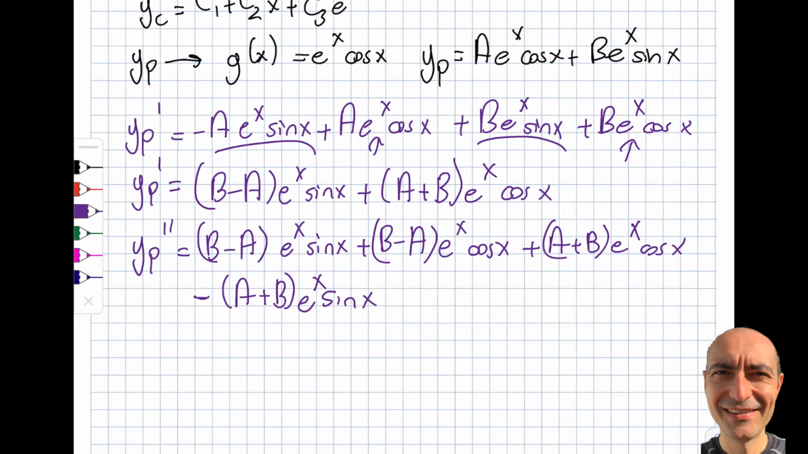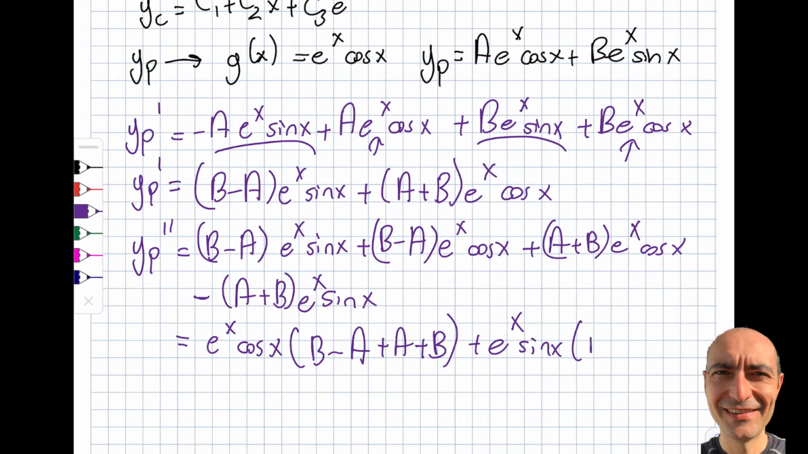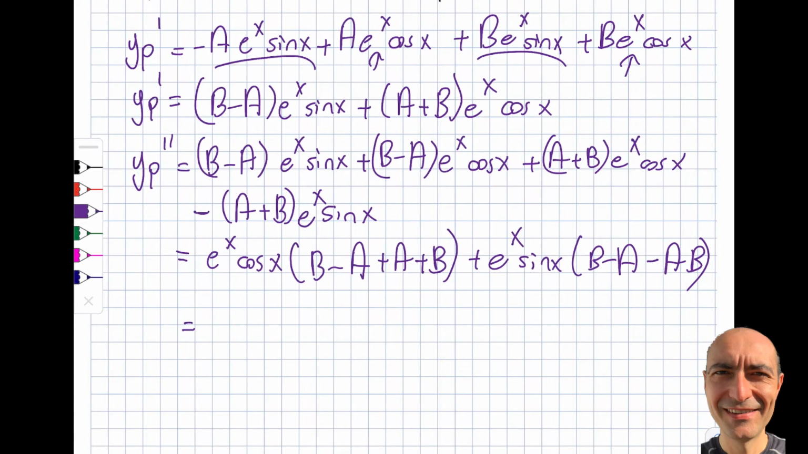So now let me do this. There's a lot going on in here, so let's see what's going on. e to the x cosine of x: I have b minus a plus a plus b, right? That's what I have. How about e to the x sine x? I have b minus a, and the last term is minus a minus b. Don't forget the minuses. So then you can see in here these two cancel, and in here these two cancel. I get 2b e to the x cosine of x minus 2a e to the x sine of x.